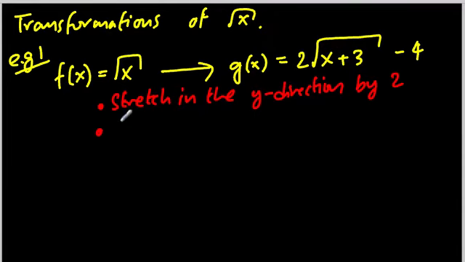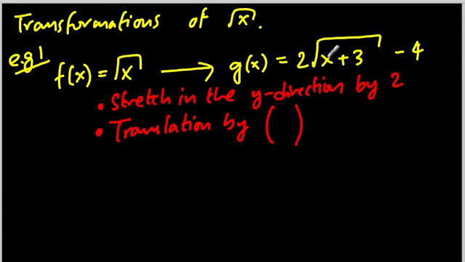So the second thing I see is a translation. I'm simply going to write this as a vector. Since this is x plus 3, this must mean it's moved 3 to the left, because this is inside the square root function. So it's going to be negative 3 here. And since it's minus 4, which means it's down 4, it's minus 4. All right? So let's see how we start from here and end up here using these two transformations.